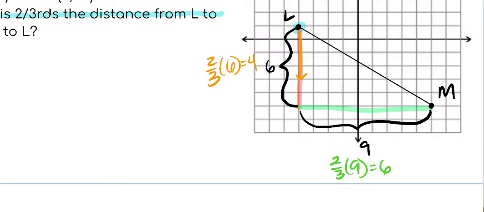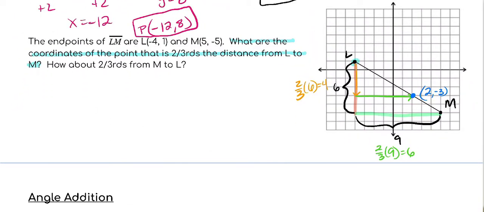We're going from L to M. That is the distance going to the right, because that's the direction that segment is going. M is to the right of L. So we're going to go 6 to the right, and I'm going to put that at the bottom of this orange arrow where we decided our vertical change was going to be. And so we can see down 4 there on that orange arrow, and over 6 on the green arrow is going to put us at a landing spot right here. And they want to know the coordinates of this point. So it is at the point 2 and -3. So that is where we are landing for 2/3 from L to M.